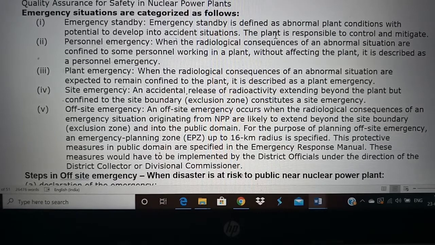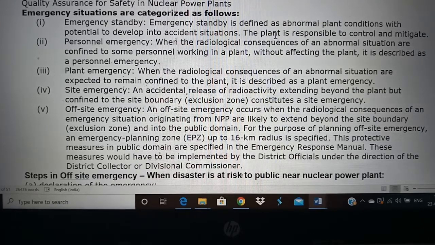Then finally comes the offsite emergency. Till the first 4, everything is related to the nuclear power plant, so outsiders may not be affected much, but in the offsite emergency, the people who were living outside the nuclear power plant are also at risk. So immediately up to a 16 kilometer radius, people are evacuated, information is provided, and the district officials under the district collector or the commissioner take precautions and save the people by evacuating them, and put all the other aspects into action.